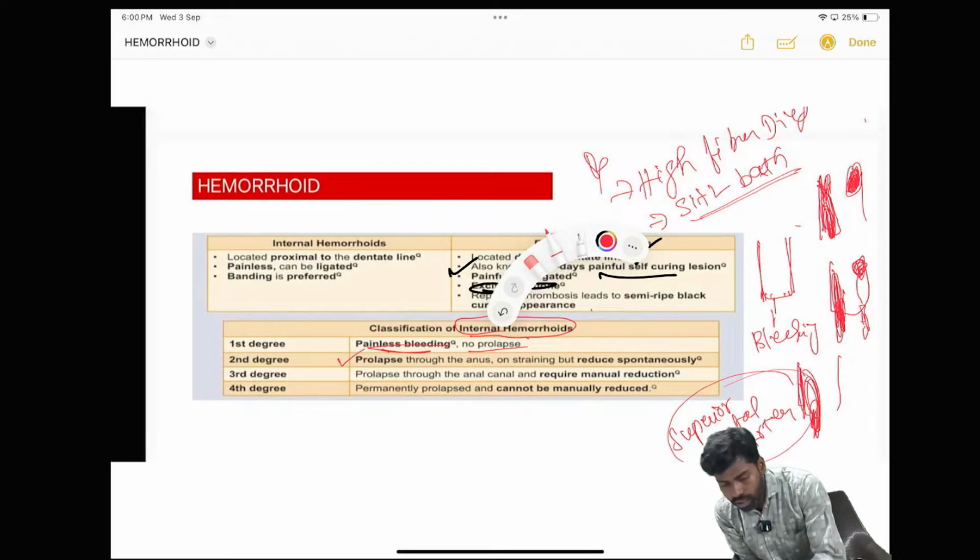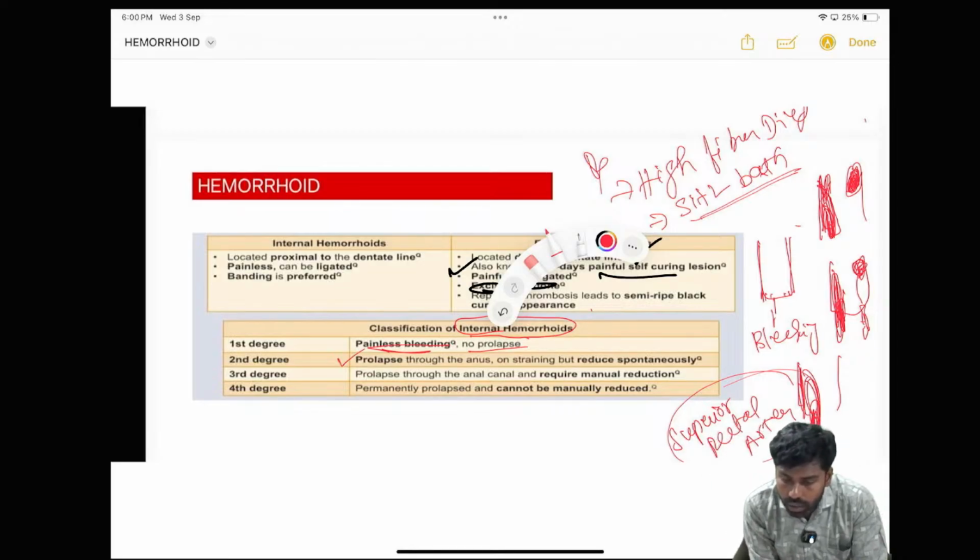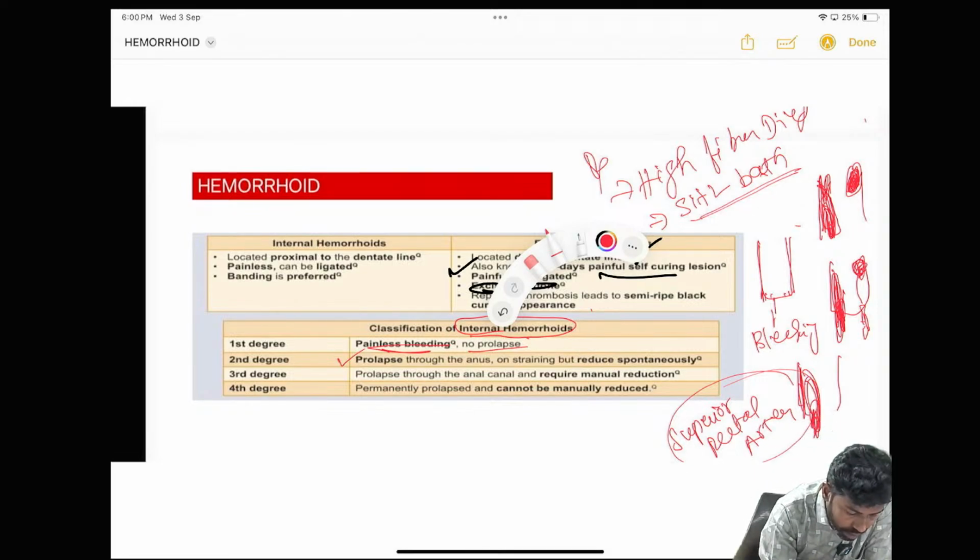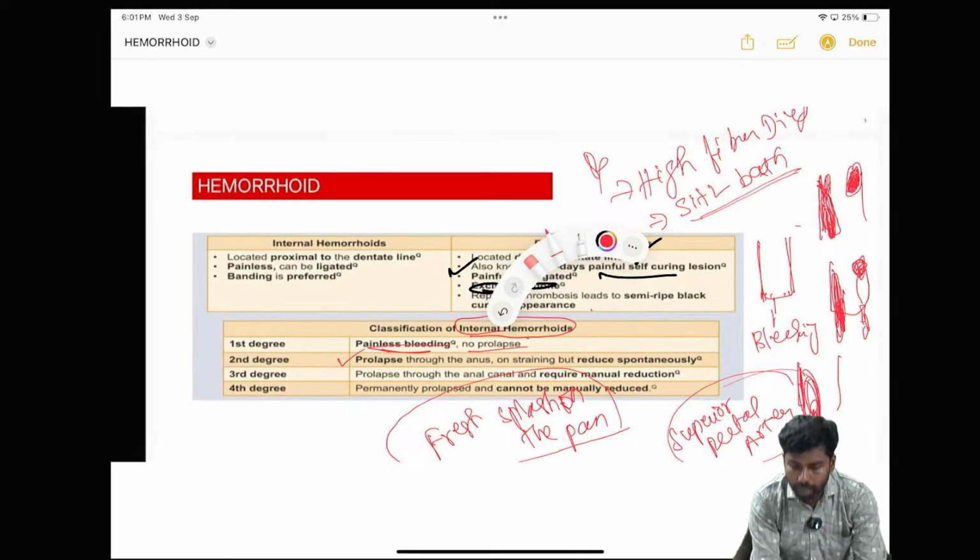So what type of bleed? You will see the fresh splash of fresh blood in internal hemorrhoids. You can see fresh blood on the pan. This is the feature of internal hemorrhoids.